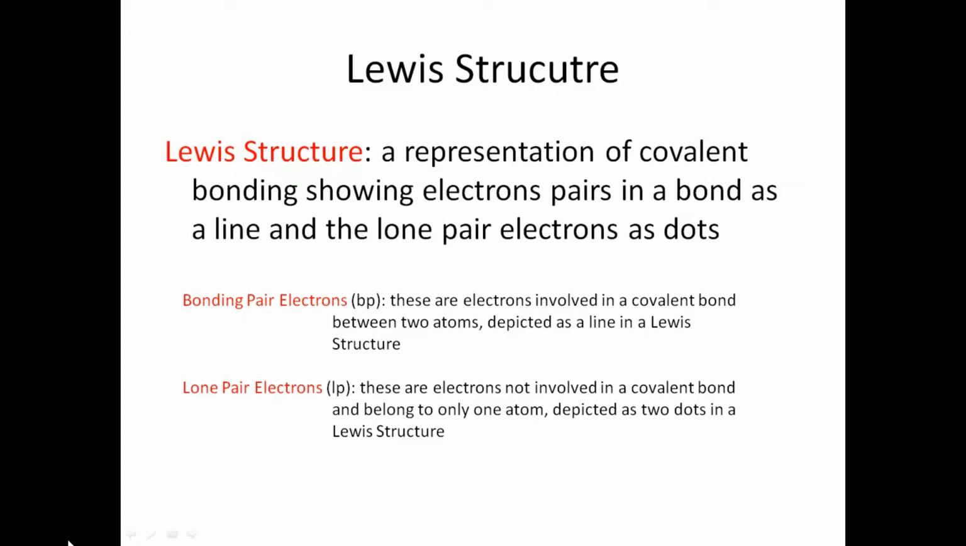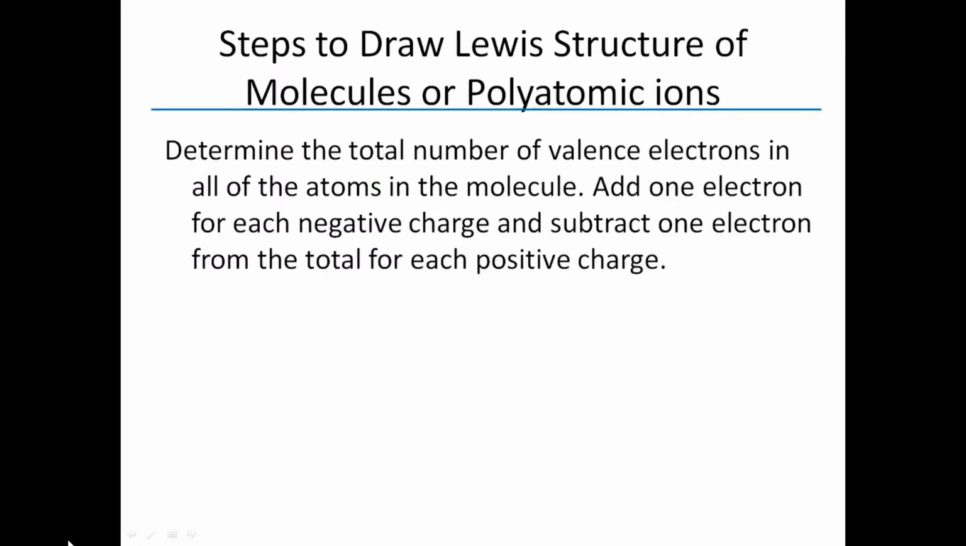Now, in a Lewis structure, the electrons for each of the atoms are defined as either bonding pair electrons or lone pairs, because they come in groups of two. Bonding pair electrons are found between two atoms, and they hold those two atoms together, and we'll depict them with a line. And then lone pair electrons belong to one atom, and we'll depict them with two dots.